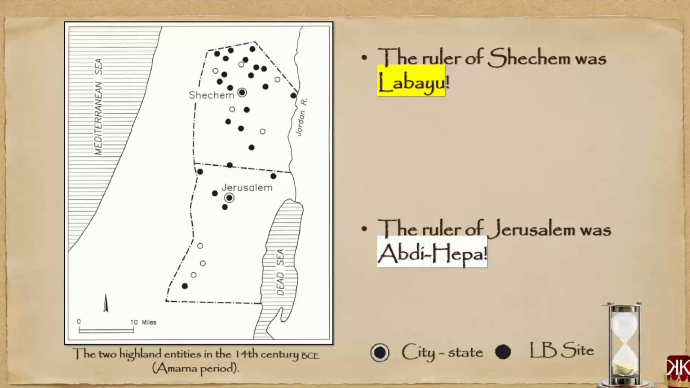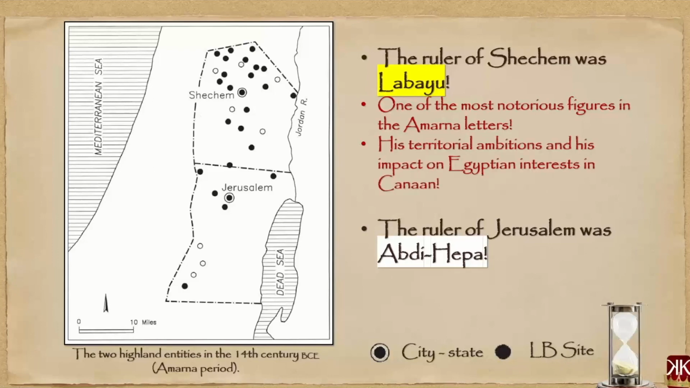Labayu and his sons were the most notorious figures in the Amarna letters. Why is that? It was because of their territorial ambitions and their impact on Egyptian interest in Canaan. That's why I answered the question, Mr. David, with ambition. We'll tell the story of Shechem and his maneuvers. Before then, let me give you a summary of what's happening here.